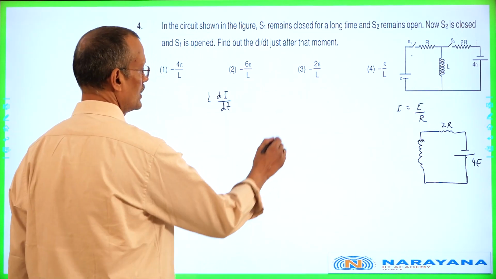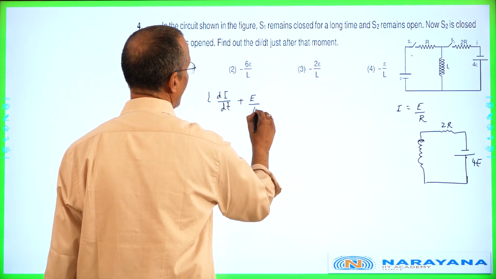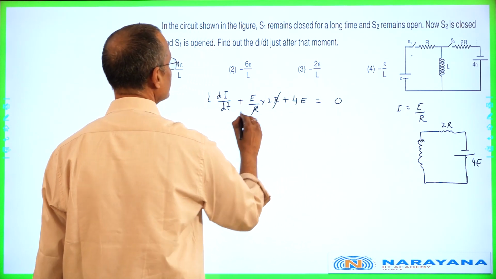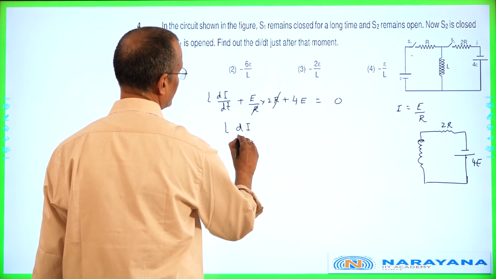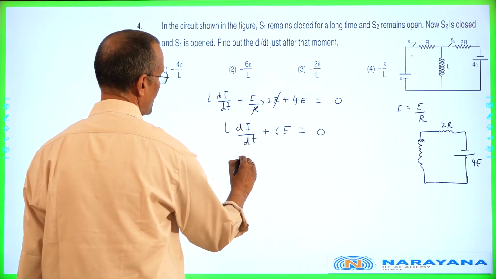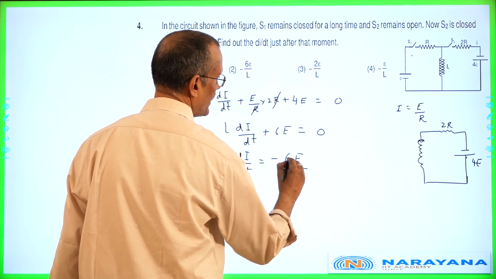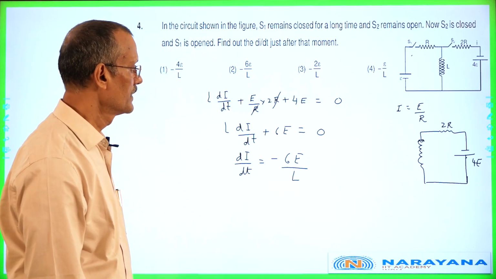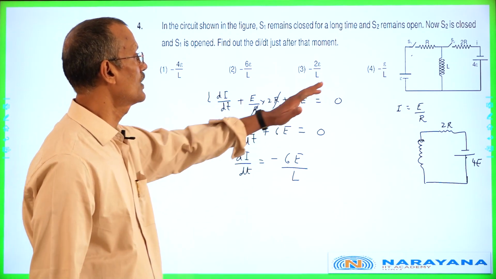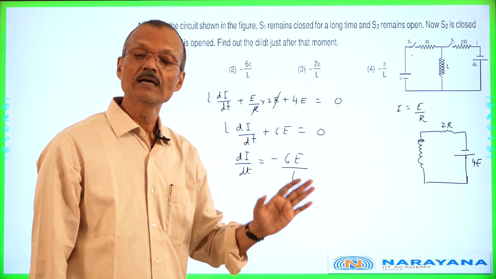So L di by dt, you will be considering here, minus, your current is E by R, so E by R into 2R plus 4E is equal to 0. R is cancelled. So you will have L di by dt, Kirchhoff's second law you have applied, plus 6E equal to 0. They are asking you di by dt. So di by dt will become minus 6E by L. Are you understanding me? You should remember that in the inductor, current will not change at the moment you open S1 and close S2, current will be E by R only.